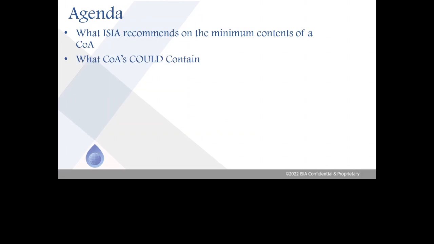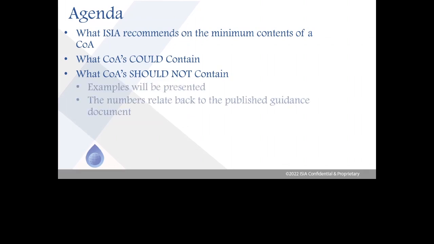For today's education module, we will cover what the ISA recommends as the minimum contents on a C of A, what C of As could contain, and finally, what C of As should not contain. In most cases, I will try and present examples, and in all cases, the numbers in this presentation directly correlate back to the guidance document on the ISIA website that I just mentioned.